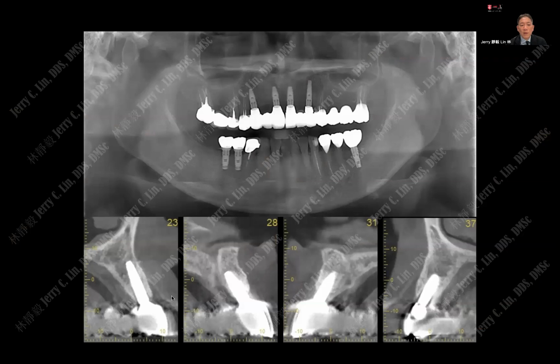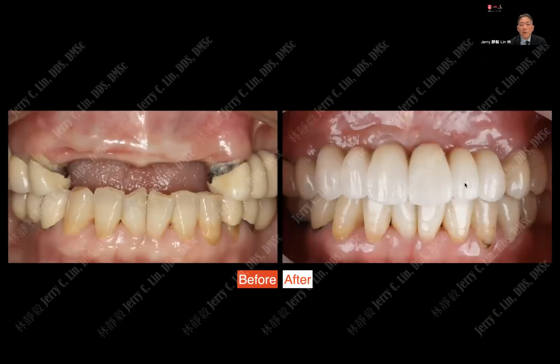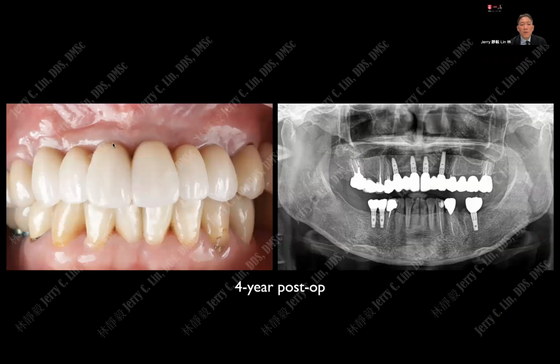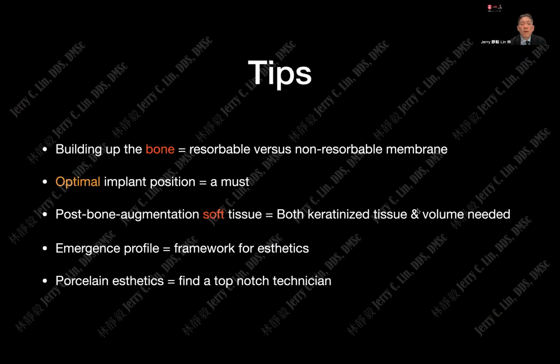We have very good bone on the buccal, and this is before and after. And at 4-year follow-up, we still have a very good aesthetic result. So the tips for this case: building up the bone, either with resorbable membrane or non-resorbable membrane, depends on what scenario, what situation we are looking at. In a long lost area with very thin bone, of course, a non-resorbable membrane is better to keep up and hold the space, and its space-making property is better.